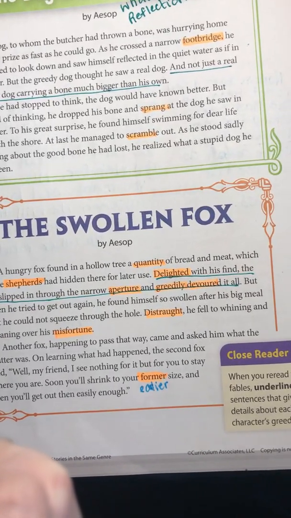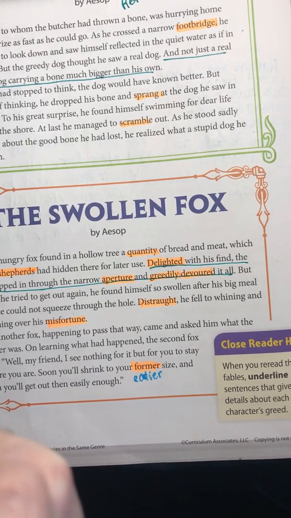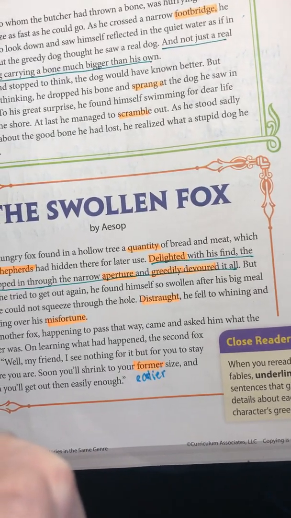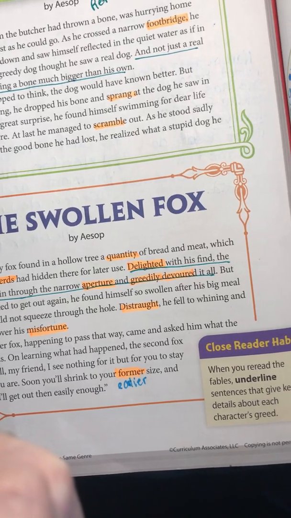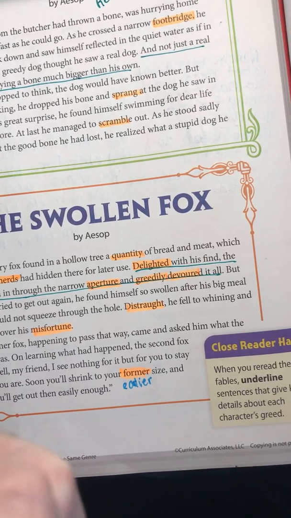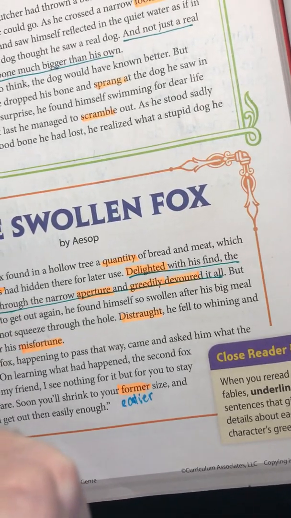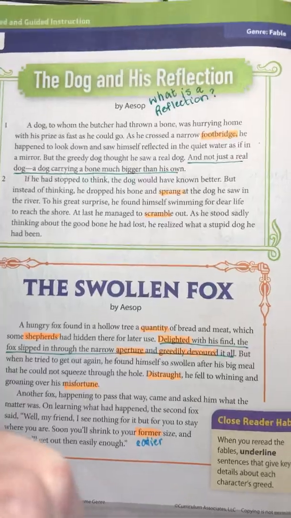Third question, how does the fox become swollen? Good, he eats too much of the food that he finds. And the last question, what is the fox doing at the end of the story? Good, he is stuck in the tree waiting to shrink back down to size.